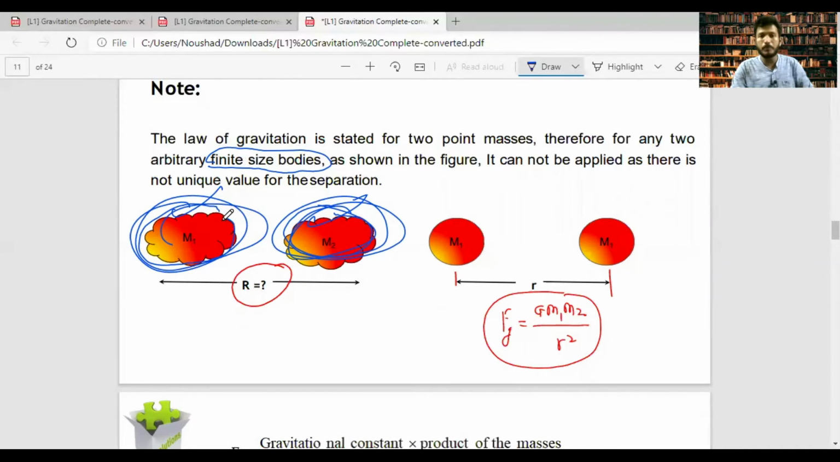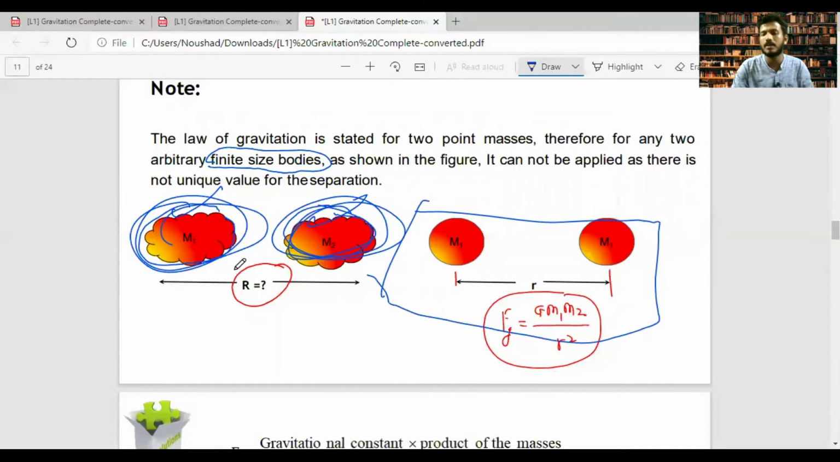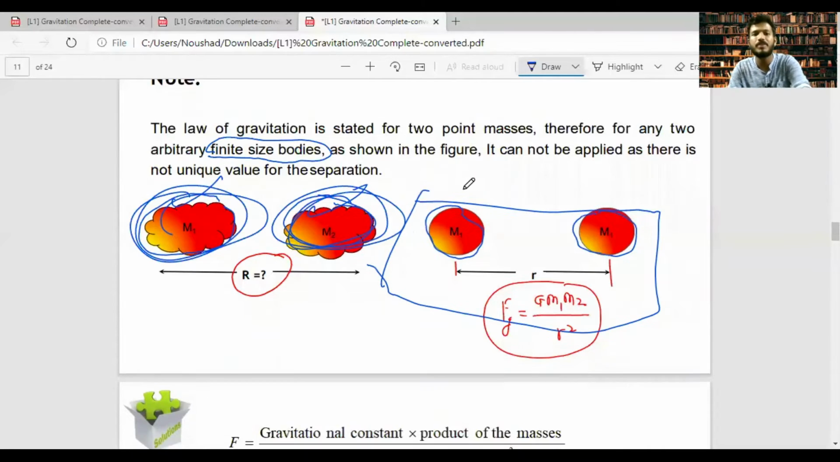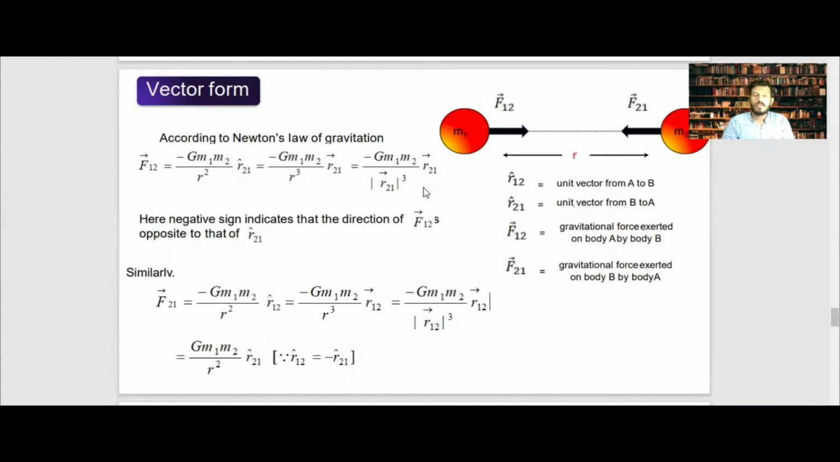If we want to apply the gravitational law, then the bodies must have a finite shape. Look at this figure. We can apply gravitational law here. Why? These have finite shape. This is a finite sphere shape. So we can apply that. So it's a very important note. Next, we have to discuss the vector form of Newton's law of gravitation.